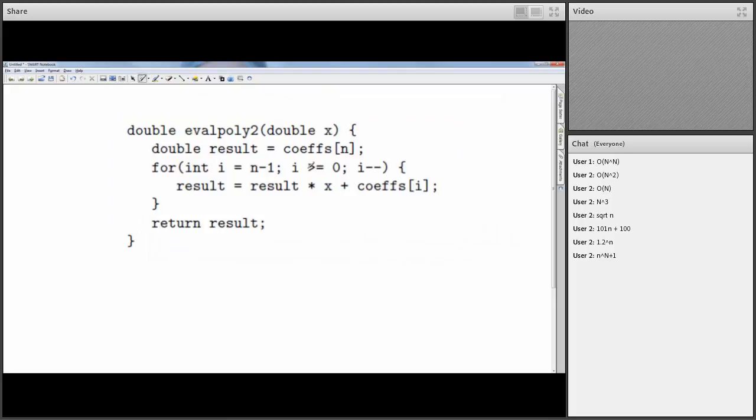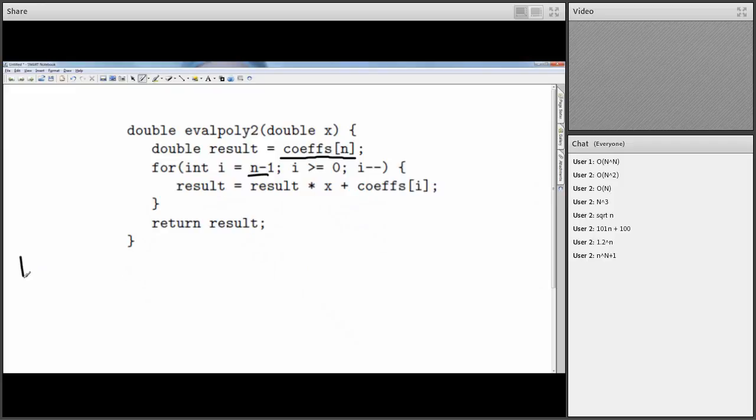So how it works is you start with the leading term, and then you loop over all the other terms. So you go from the term just preceding that all the way down to the bottom, so all the other coefficients. You get whatever result is multiplied by x, add on the next coefficient, which is sort of what I explained, and that just ends up building up the whole thing for you.